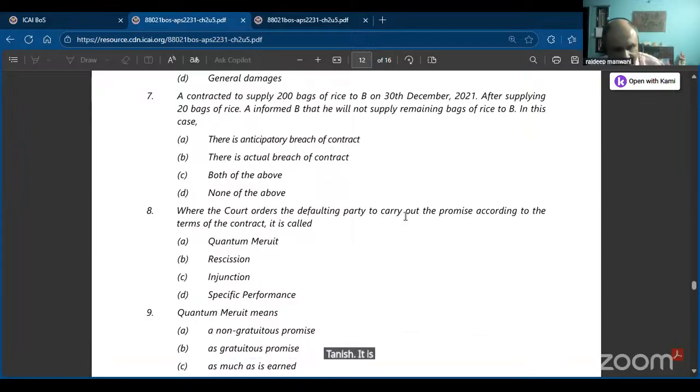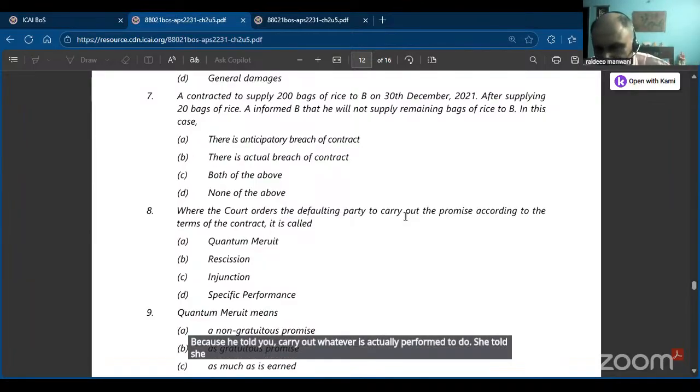It is called specific performance. Because he told you to carry out whatever he has actually promised to perform. She said she'll sell that painting, so he has to sell that painting only.